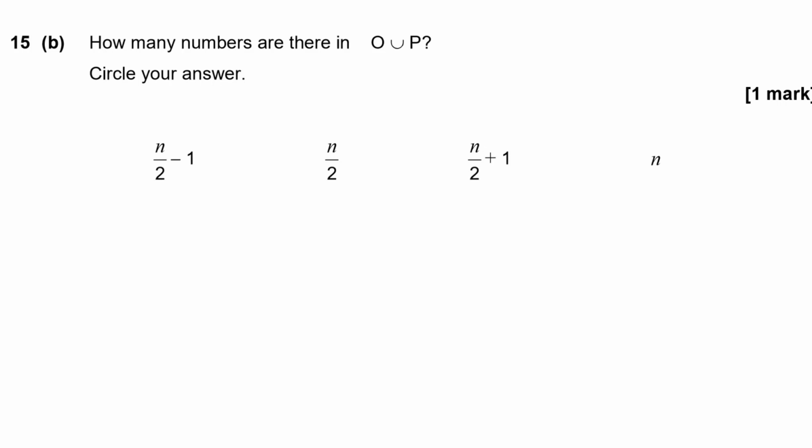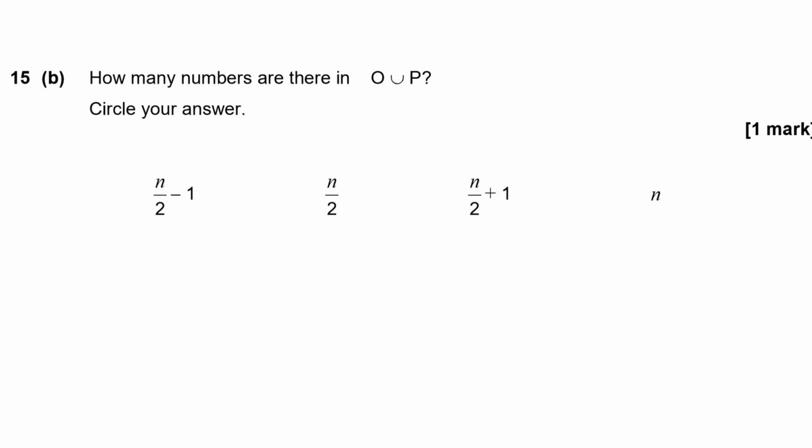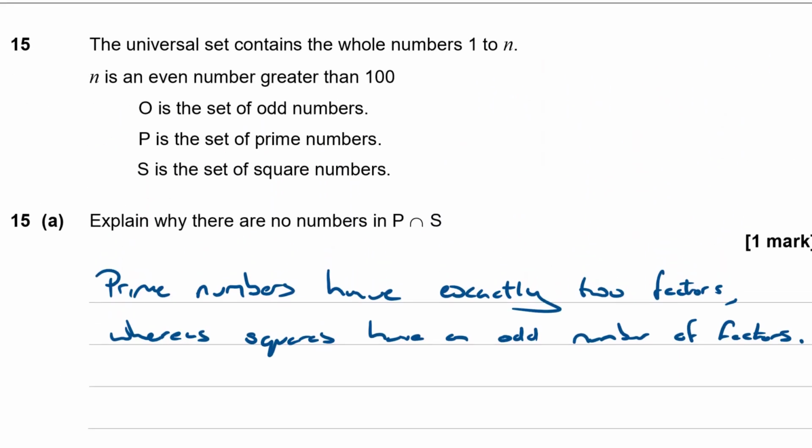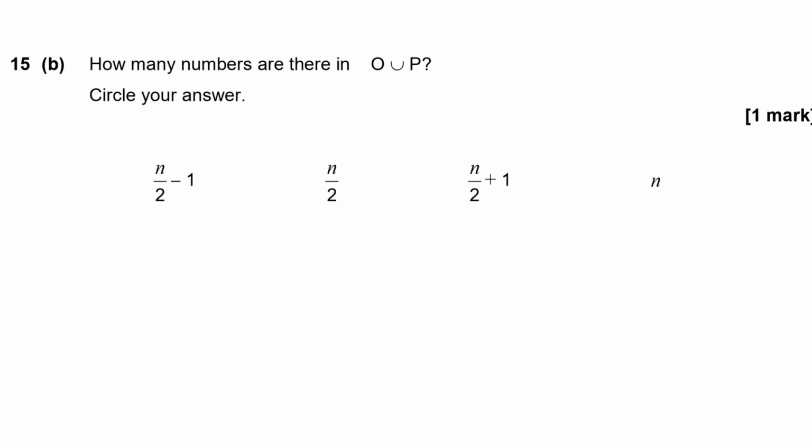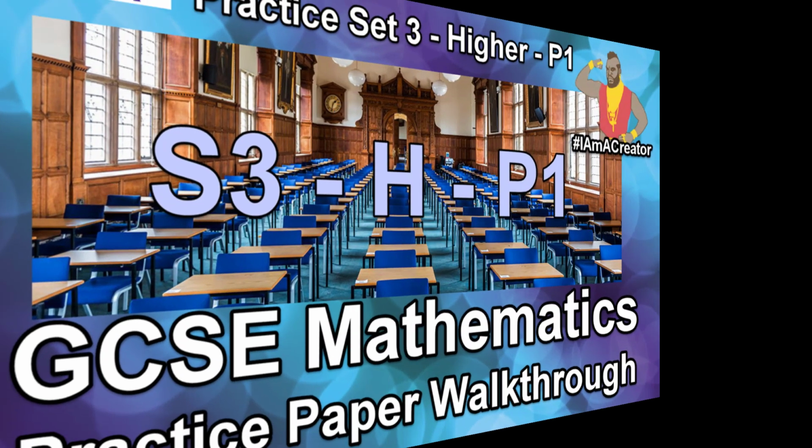So how many odd numbers are there between 1 and n? Now we know that n is an even number. So if I divide it by 2, then I will get the number of odd numbers. And if I add on 1, which is the number 2, it's the only even prime number, then my answer's got to be that one.